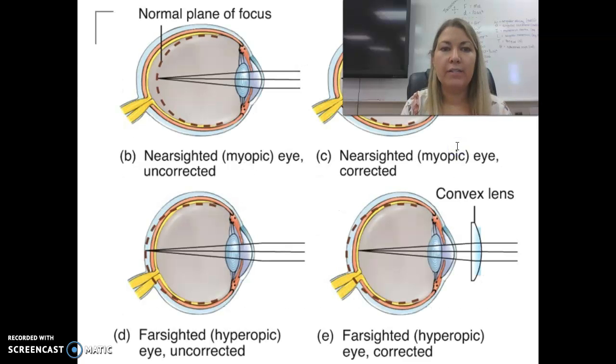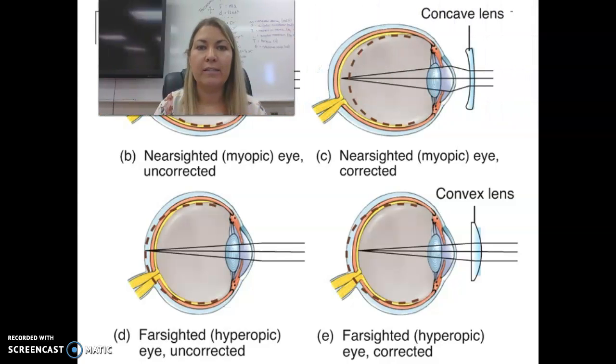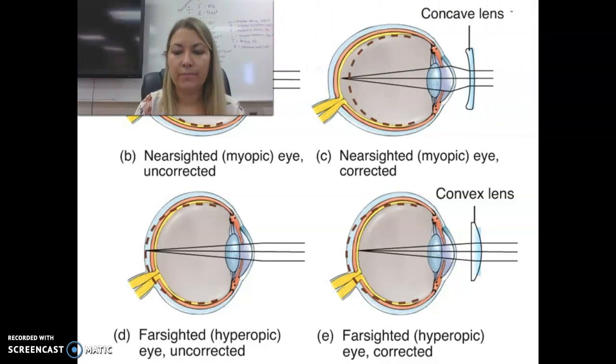Here we have examples of a nearsighted or myopic eye and a farsighted or hyperopic eye, and you can see how those lenses can correct those issues.